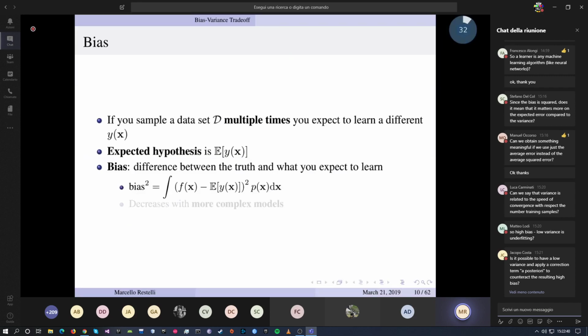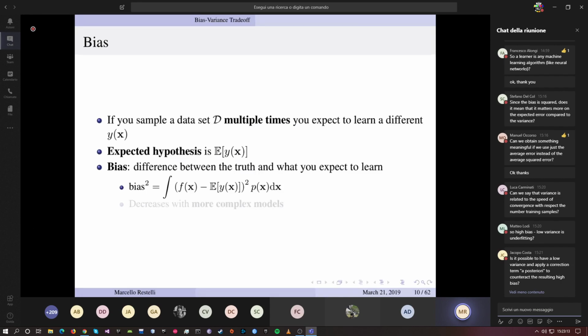If you want to know the bias of your model, of course, you have to consider this not only in one point, but you have to consider the bias in all the input domain by weighting the bias square for the probability P of X, that is the probability of observing the input X. So this is actually the bias square of your model. So there is the integral over all the input space of the bias square in the single point X weighted by the probability that this input will happen.